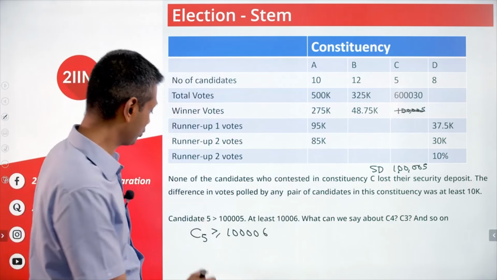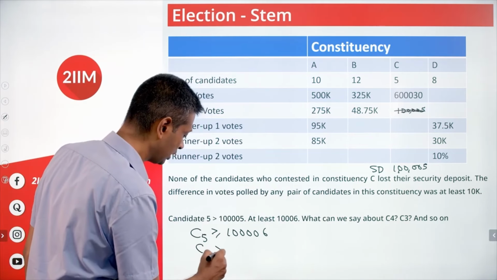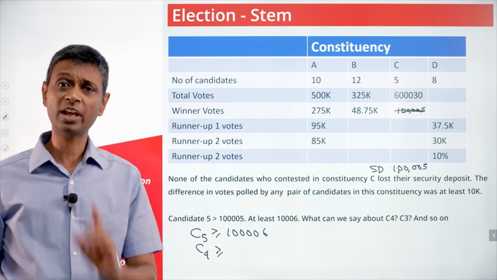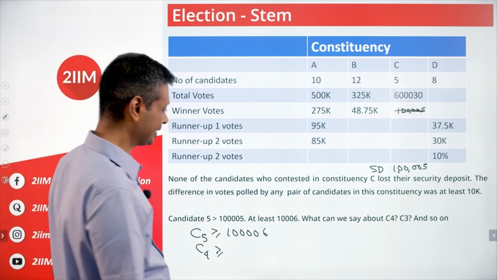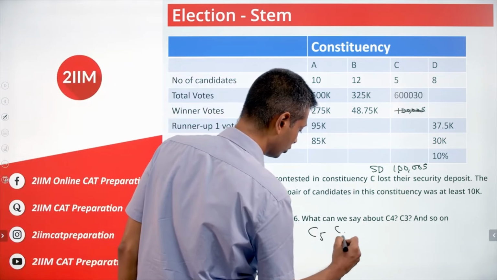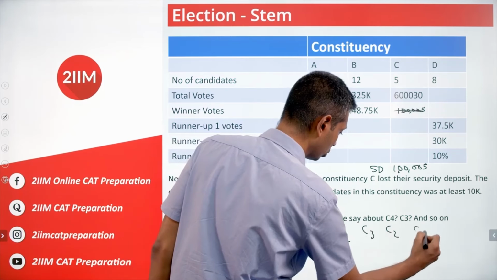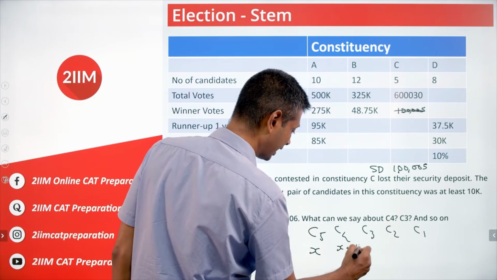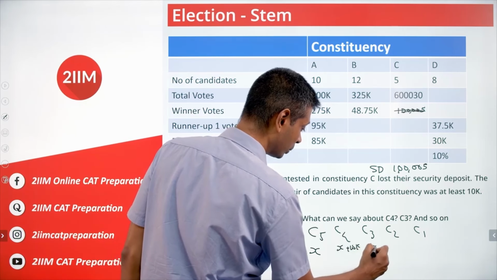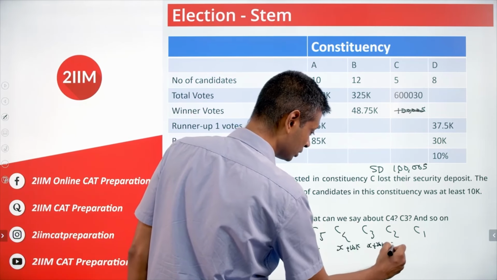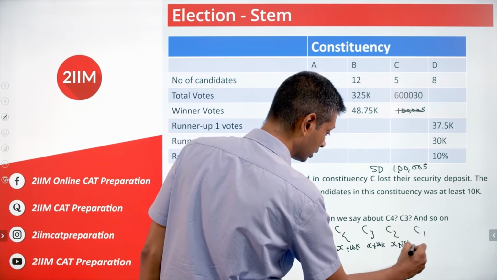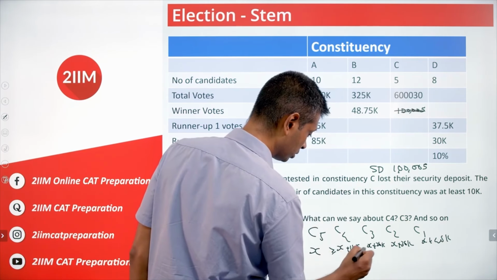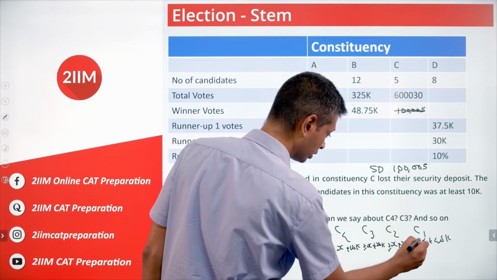Because candidate 4 is greater than or equal to 1,06,000 plus 10,000. At least 10,000 gap should be there. So if I write this like C5, C4, C3, C2, C1. This is X. This is X plus 10K. At least. This is X plus 20K. At least. This is X plus 30K. At least. This is X plus 40K. At least. So each of them is greater than or equal to this, greater than or equal to this, greater than or equal to this, greater than or equal to this.